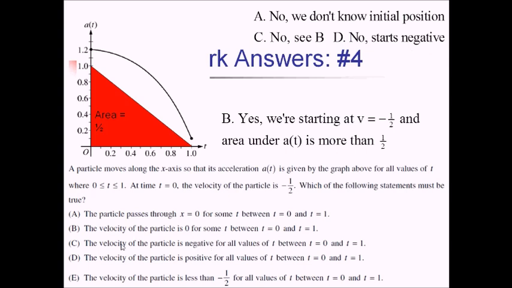And now then there's choice E, velocity is less than negative 1/2. Well, this is really false. I mean, we started at negative 1/2 and we're adding positive area, so that's going to at least make it more than negative 1/2, even if it never becomes positive at all. So by process of elimination, choice B then.